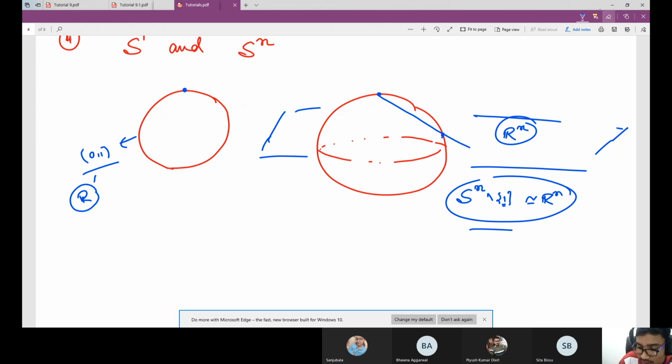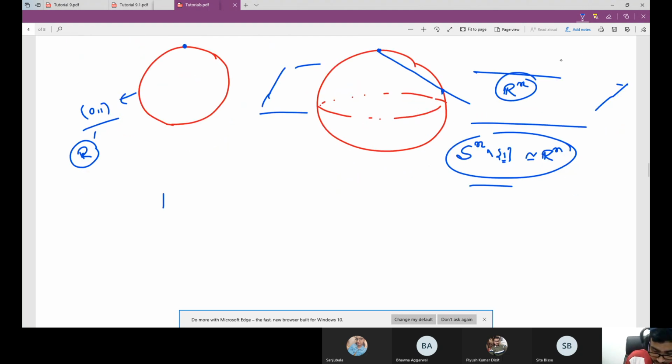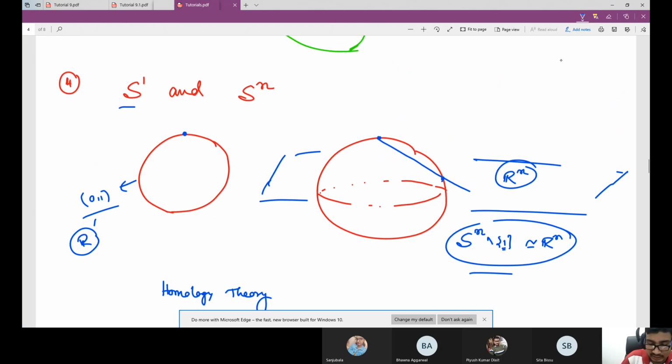Actually, in algebraic topology, there is something called homology theory. Here we have just distinguished between S1 and Sn. Let me complete this one first. If you delete one point from S1 and delete one point from Sn, since these two spaces are still connected, and if S1 and Sn are homeomorphic, then Sn minus one point and S1 minus that point will again be homeomorphic, right? Now we delete another point.